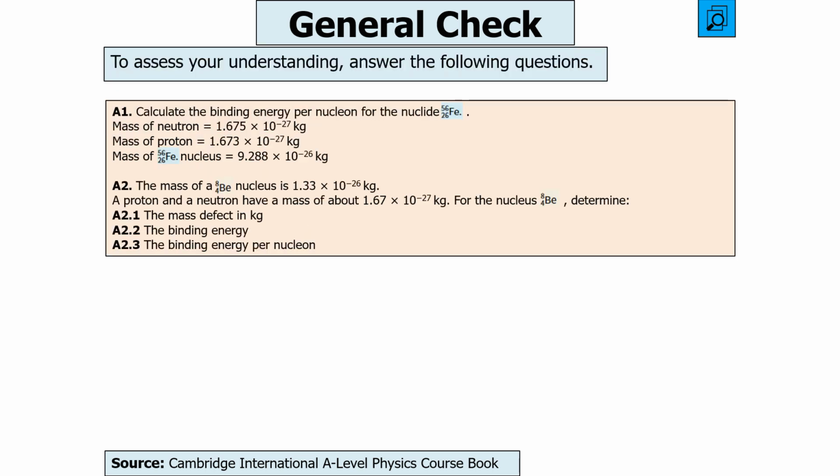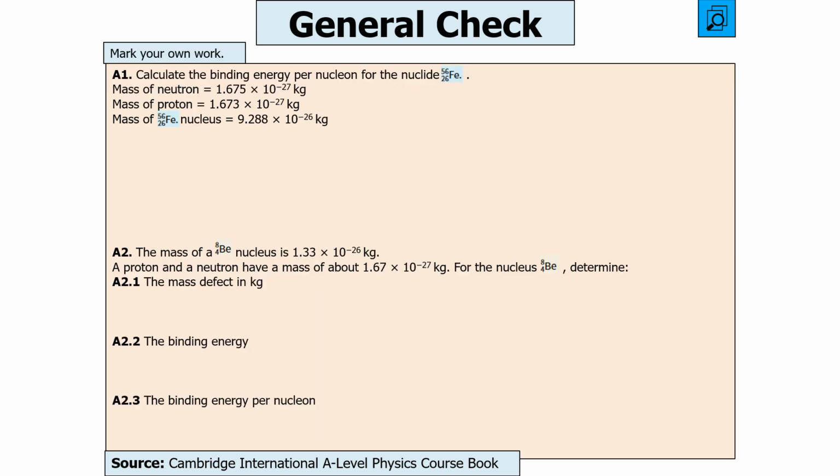The next question says calculate the binding energy per nucleon for the nuclide iron, and then the mass of beryllium nucleus is 1.33 times 10 to the minus 26 kilograms. A proton and a neutron have a mass of about 1.67 times 10 to the minus 27 kilograms. For the nucleus of beryllium, determine the mass defect in kilograms, the binding energy, and the binding energy per nucleon. So pause the video now, then unpause the video when you want to go through your answer.